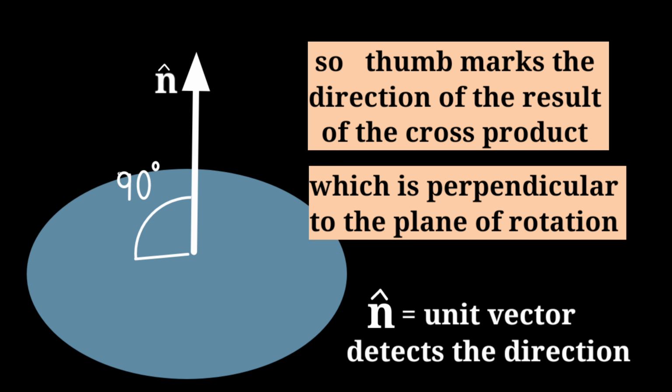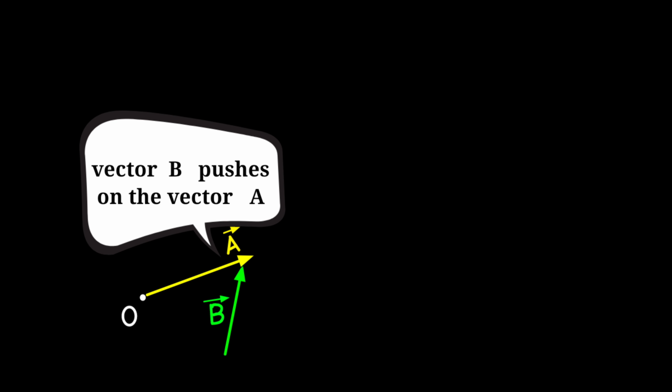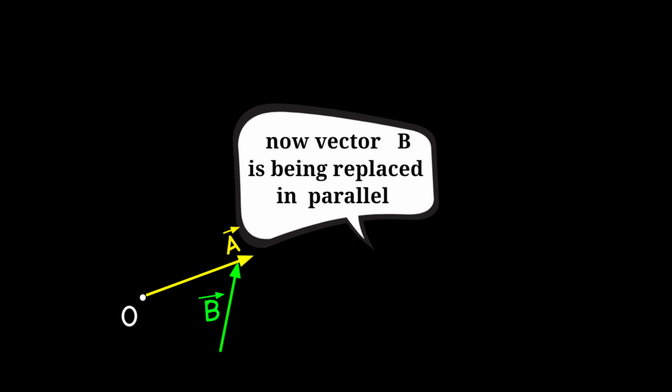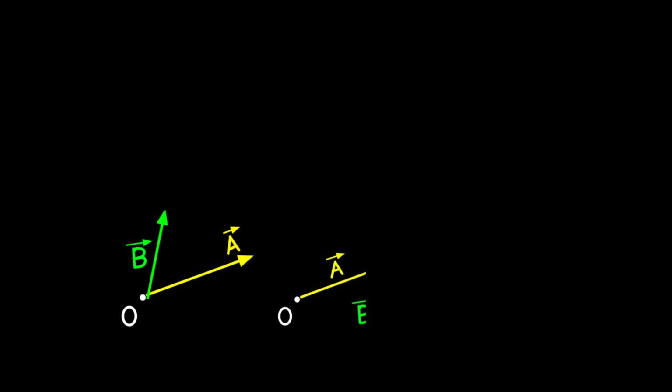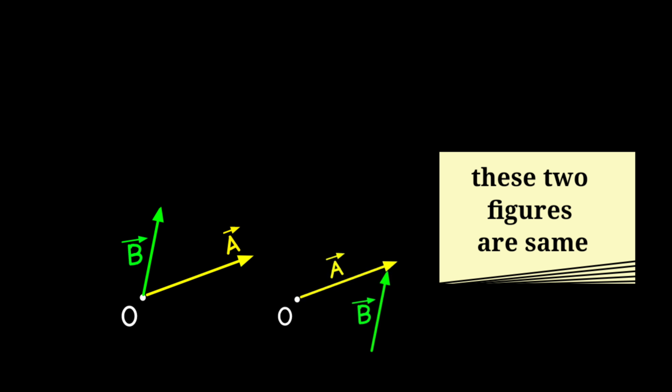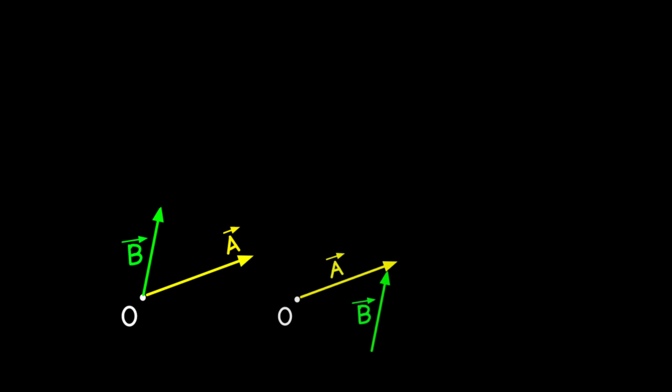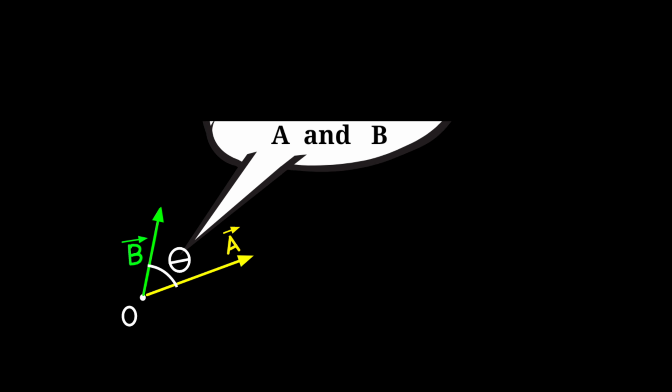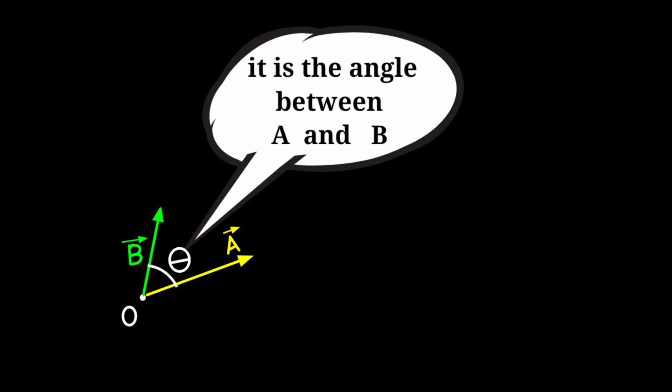N cap is the unit vector, which dictates the direction only. Vector B pushes on the vector A. Now vector B is being replaced in parallel. These two figures are the same. Theta is the angle between A and B.